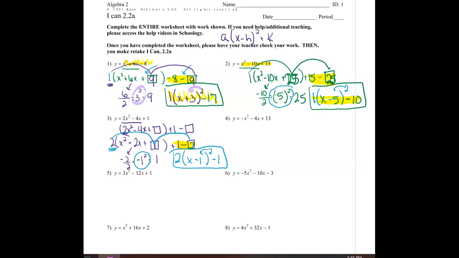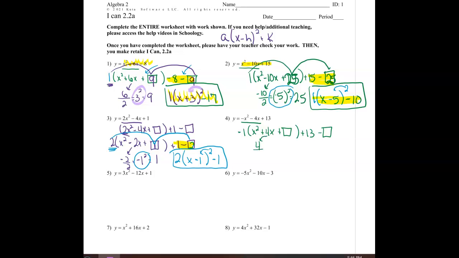So this time on number 4, when I group my x's together, what I'm going to go ahead and do is just factor out that GCF right away. So I'm going to take out that -1 because I want it x squared, and that's going to turn minus 4x into plus 4x. And then here I go to add my box. It's plus 13 minusing my box.